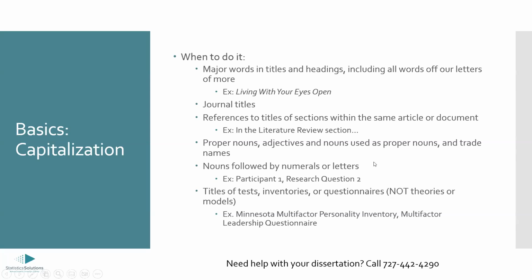And then finally, I skipped over this section, but proper nouns, adjectives, and nouns used as proper nouns are always going to be capitalized. So if we're talking about people's names, a building, or an organization, those are always going to be capitalized. And then any nouns that are followed by a numeral or a letter. So if we're talking about Research Question 1, Research and Question are going to be capitalized. Or Participant 55, then Participant is going to be capitalized.